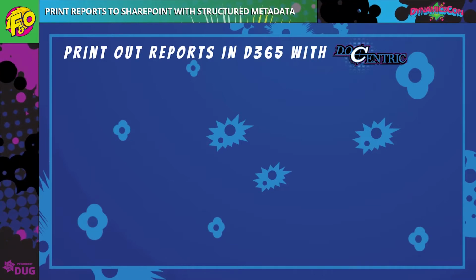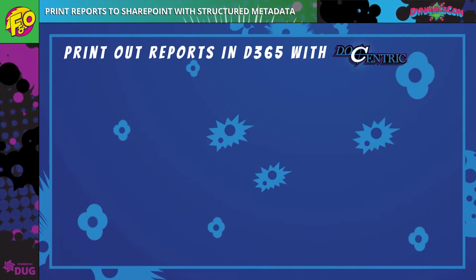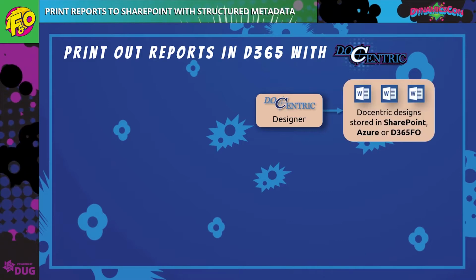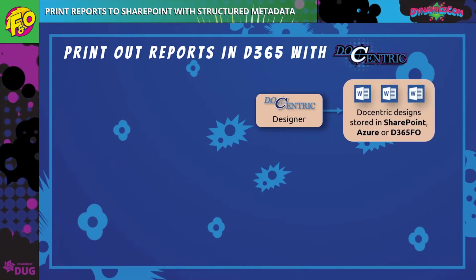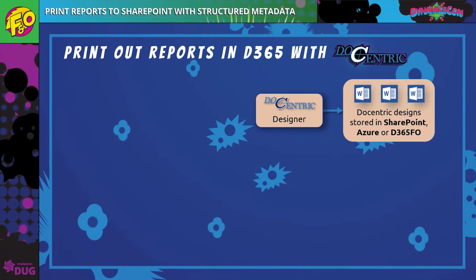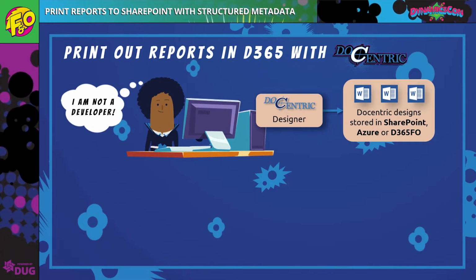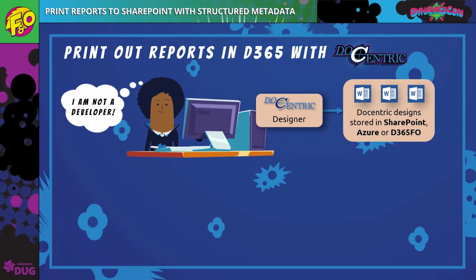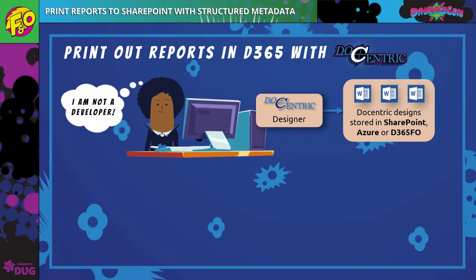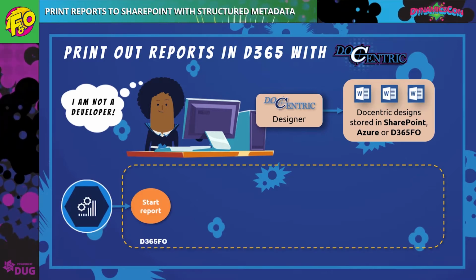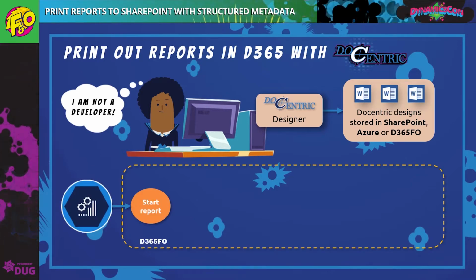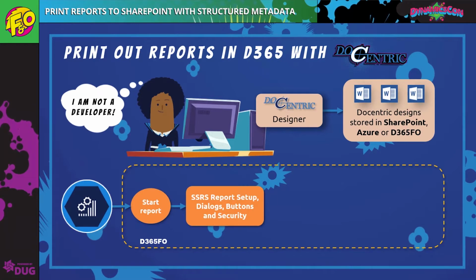Let's now look how DoCentric prints out your reports in D365. First, we start with DoCentric Designer. We create DoCentric designs and we store them either in SharePoint, Azure Blob Storage, or internally in D365 if it's on premises. And for DoCentric report design, you don't need to be a developer. So we empower key users, functional consultants, or basically anyone in your organization who knows the business process. Once we have a DoCentric design ready, you just upload it to D365, and then we start the report execution. Our solution sits on top of SSRS pipeline and reuses everything that is already there, so you won't know the difference and enjoy the same experience.